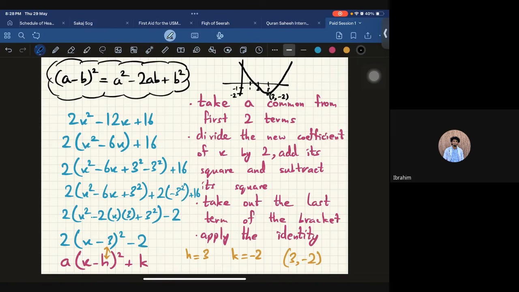Acha, Kawal, identities basic wali, like a plus b whole square, a minus b whole square, a square minus b square, you should have them in your mind because they can get applied. So the thing is that these identities aren't necessary, but these are identities that will help you in the questions. So if you remember these, it will become easier for you to do questions in some cases. But it's always possible to do them without it.